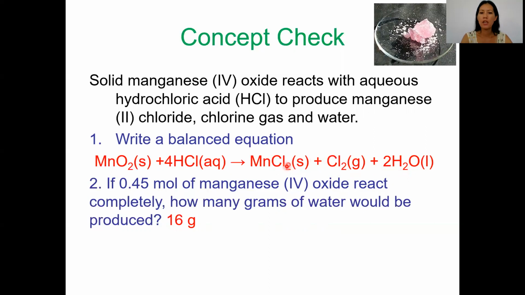Balancing this, you would see that one tricky part is you add chlorines in these 2 molecules here. So you had to account for that, but basically a 4 in front of the HCl and a 2 in front of the water balances the equation.